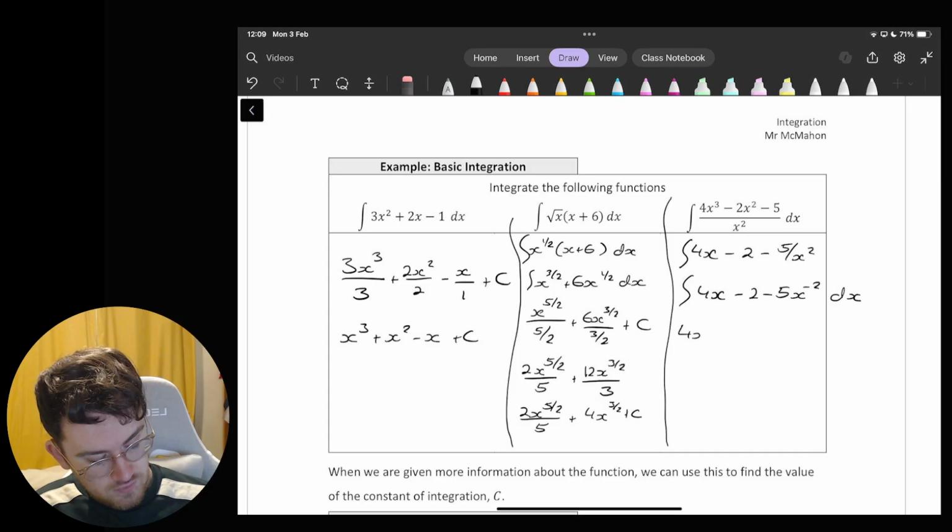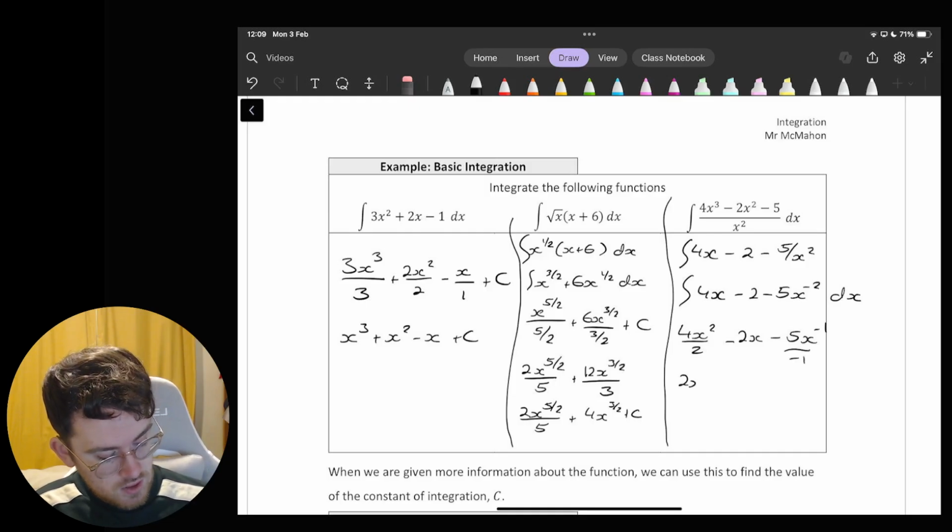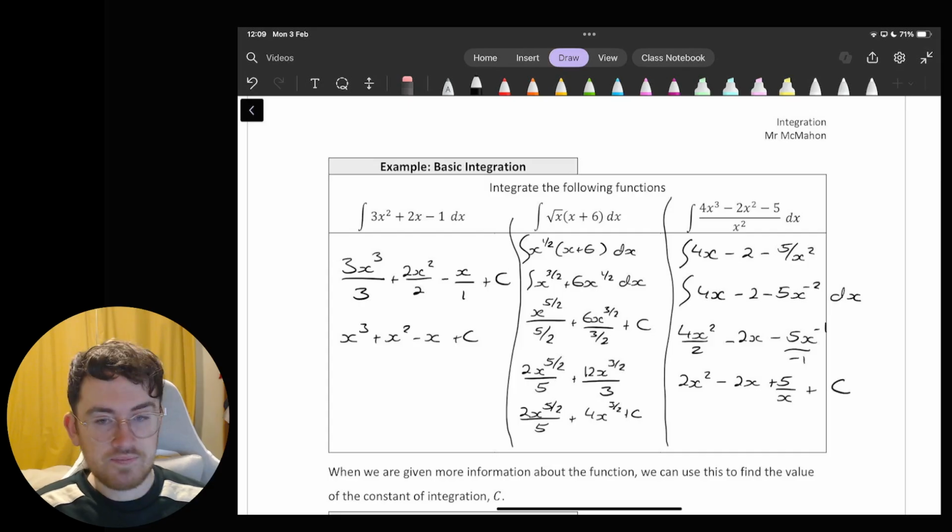So that's going to give me 4x squared over 2 minus 2x minus 5x raised the power by 1, that makes it minus 1. So add 1 to the power, that makes it minus 1. Divided by the new power, which is minus 1. So 2x squared minus 2x plus 5 over x plus c.